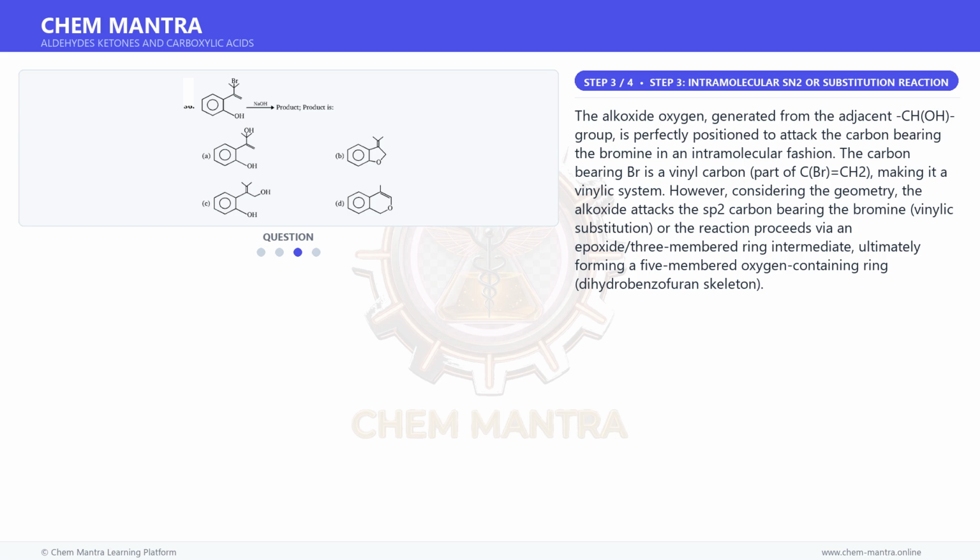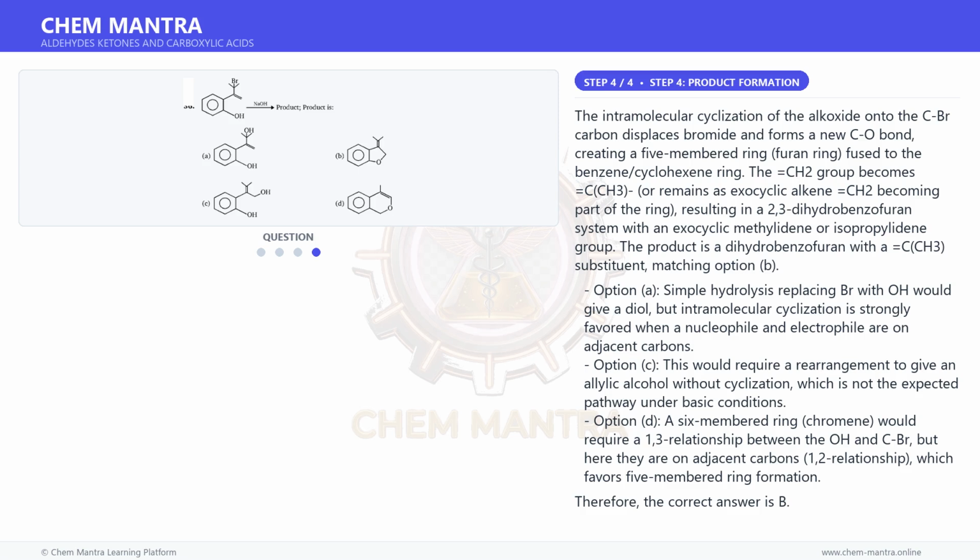However, considering the geometry, the alkoxide attacks the sp2 carbon bearing the bromine, vinylic substitution, or the reaction proceeds via an epoxide 3-membered ring intermediate, ultimately forming a 5-membered oxygen-containing ring, the dihydrobenzofuran skeleton. And for the final step, the intramolecular cyclization of the alkoxide onto the C-Br carbon displaces bromide and forms a new C-O bond, creating a 5-membered ring, a furan ring, fused to the benzene or cyclohexene ring.